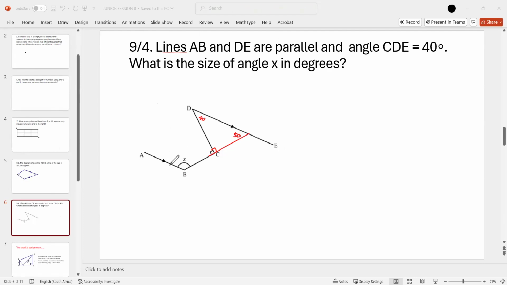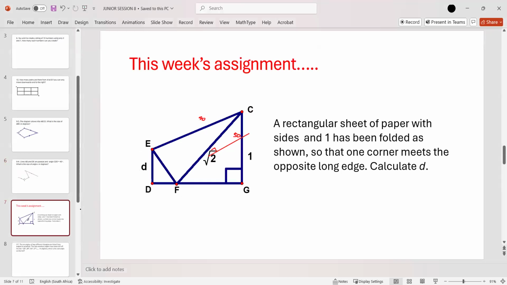So there are two constructions that you can make here, and both of them will lead to the same answer. But in both cases, you need a construction. Without a construction, you would not have been able to do this. Okay, so the next problem is an assignment problem.